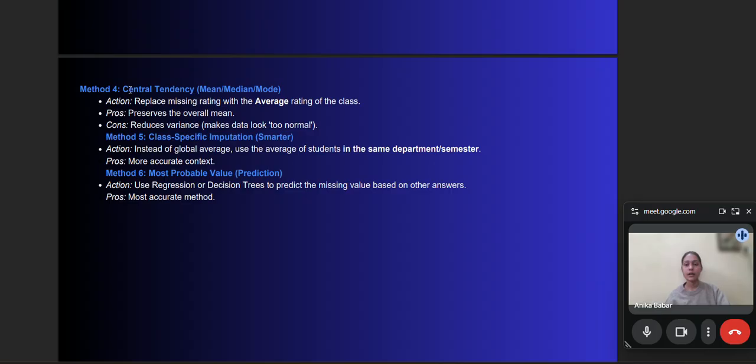Now, method 4 is central tendency, which is mean, mode, median. The action we take is replace the missing rating with the average rating of the class. Pros: preserves the overall mean. Cons: reduces variance, makes data look too normal. Method 5, class specific imputation, is smarter. Action: instead of the global average, use the average of students in the same department and semester. Pros: more accurate context. Method 6, most probable value prediction. The action we take is use regression or a decision tree to predict the missing value based on other answers. The pro is that it is the most accurate method.